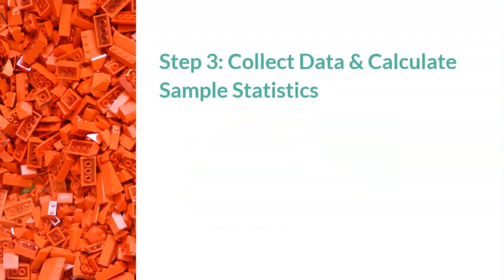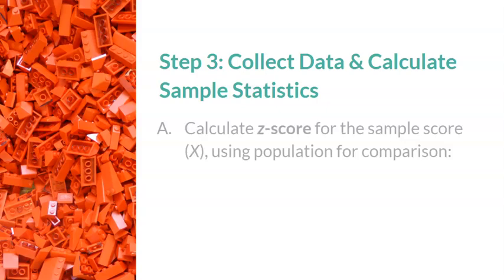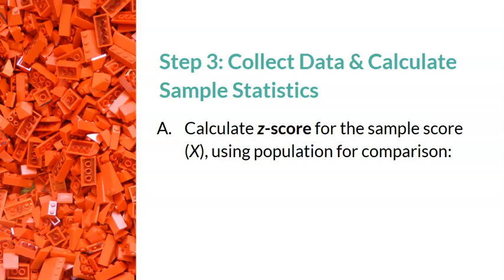Step 3, the red Lego, involves collecting data and calculating sample statistics. This step involves calculating the z-score for the sample score X, and we're going to use the population for comparison. As such, there is a new z-score formula to calculate. Notice that this looks a lot like the z-score formula from Chapter 3.